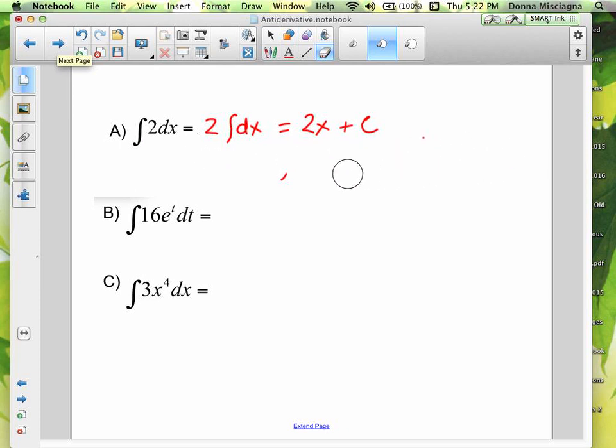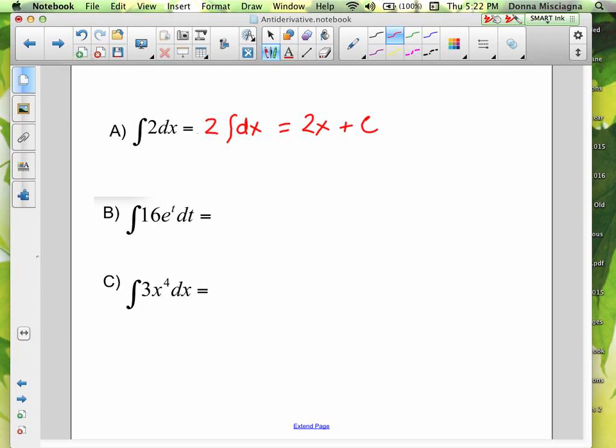I'm just going to erase that. I don't think we need quite that much in there. I don't know, maybe I should have left it in there. But the derivative, or excuse me, the integral for dx would be x, because the derivative of x is dx. Okay. How about this one?